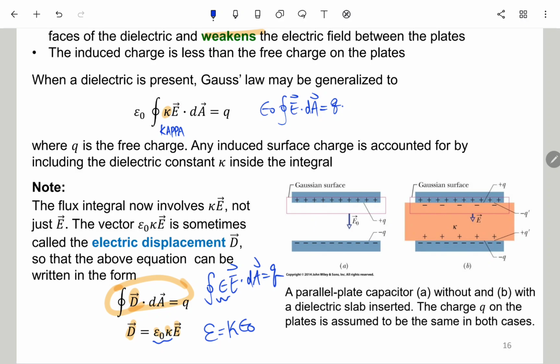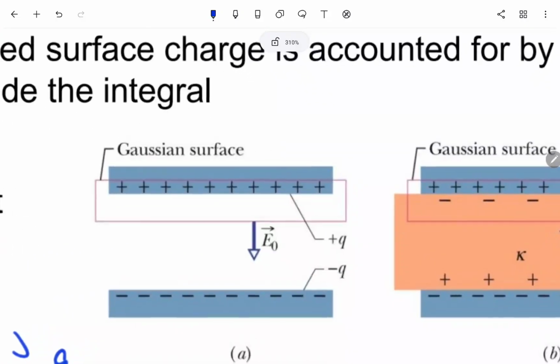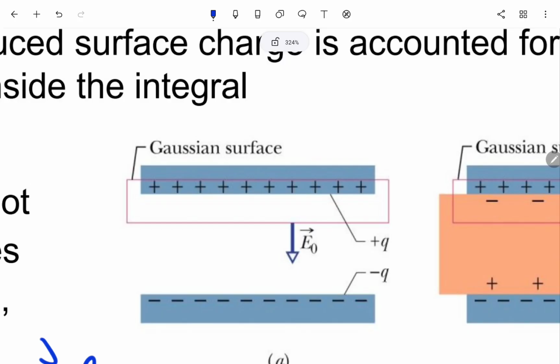Okay, so here for this capacitor, originally we don't have any dielectric. So this is just like what we have for chapter 23. We just assume a Gaussian surface, including the bottom part of the top plate and also the inner part of the capacitor, so that only this surface contributes to the surface integral.